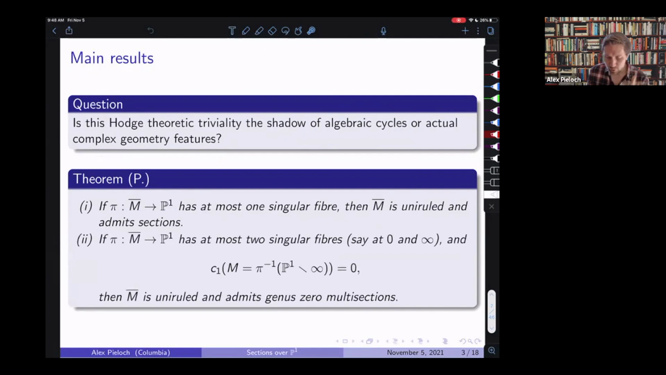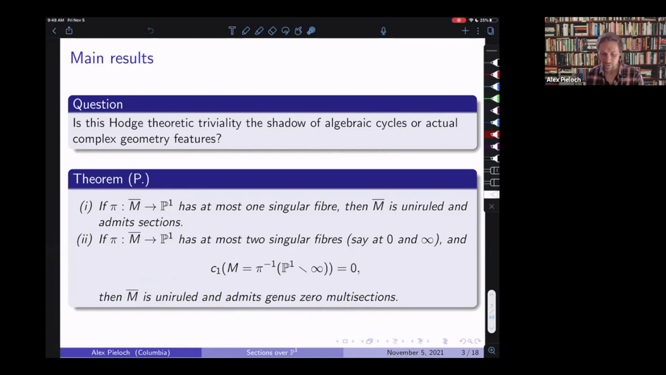And now when we allow for two singular fibers, we get a very similar statement. Let's suppose that we have a singular fiber over 0 on our sphere and another singular fiber over infinity on our sphere. And let's remove the singular fiber over infinity. So now this space lives over C and it has some singularity at the origin. If this family is now Calabi-Yau, so the first Chern class vanishes, then we get very similar conclusions. First we get that the space is again uniruled, and then we get that it actually admits a genus 0 multi-section instead of a section.